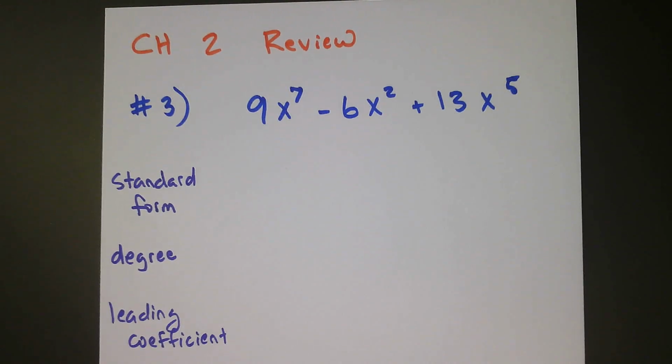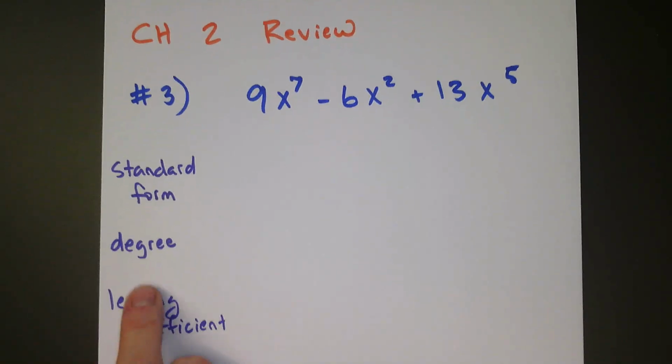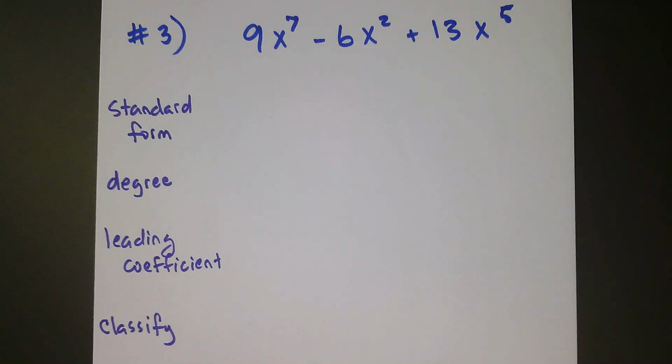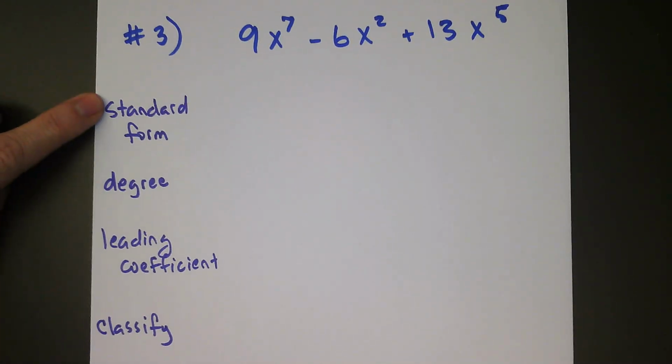Okay, so we're looking at the Chapter 2 review. This is number 3. You're specifically given this polynomial and asked to do a few things. One, put it into standard form. Two, identify the degree, identify the leading coefficient, and then classify this guy. So let's start out with standard form.